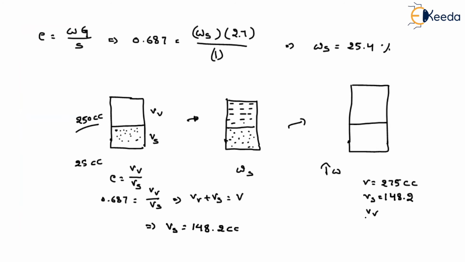Then what is the remaining amount? Your volume of voids is nothing but the total volume minus the volume of solids. So out of the total 275, subtract 148.2. How much are you getting? 126.8 cc. Now what is the required thing? Our motive is to find not the volume of solids and not the volume of voids. Our motive is to find the water content.